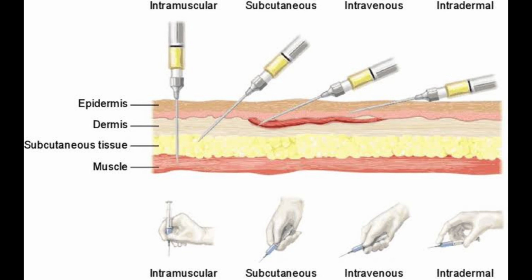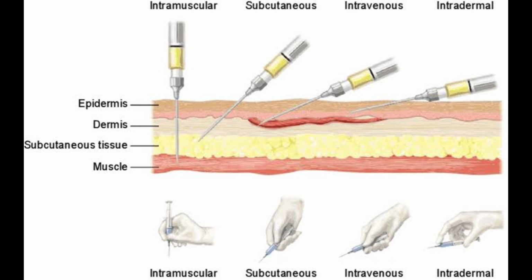Depot preparation or slow release may be given by this route, that is, the drug will release into the blood from the muscles. For example, long-acting steroids, that is dexamethasone, are given by this route in chronic dermatitis. Long-acting penicillin, that is benzathine, is given by this route in chronic tonsillitis and rheumatoid arthritis.